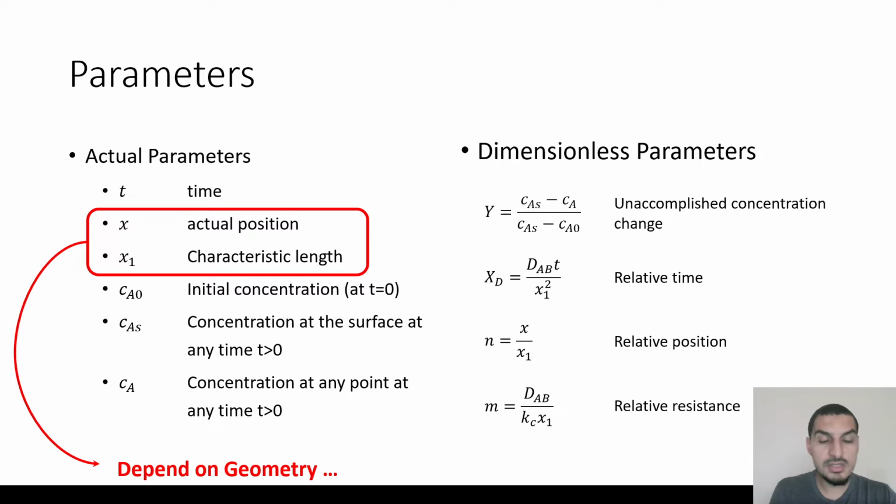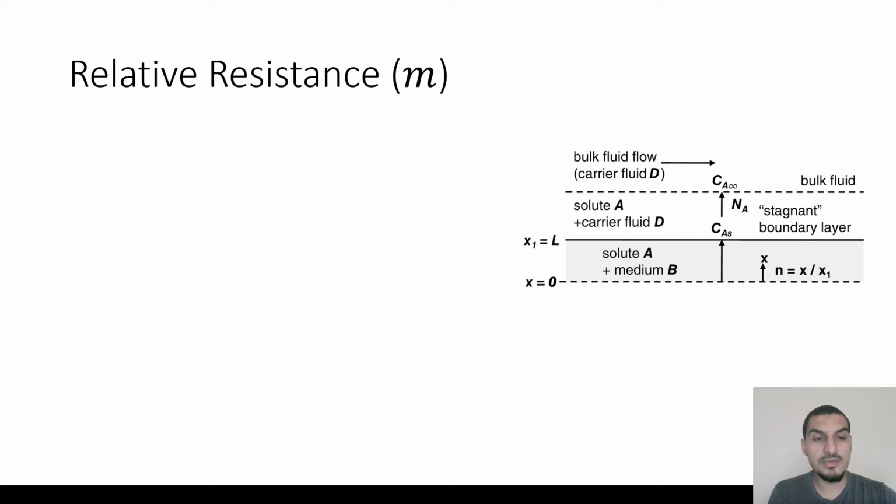To understand this, let's take a look at this image here. The gray area represents the body where the diffusion takes place. This dotted line is the axis of symmetry, and this is x and this is x1, which is the distance from the axis of symmetry to the outer surface of the body.